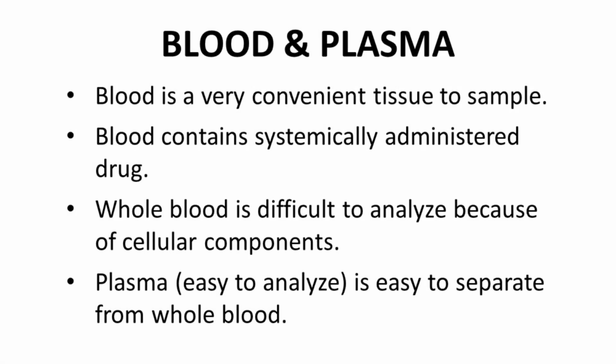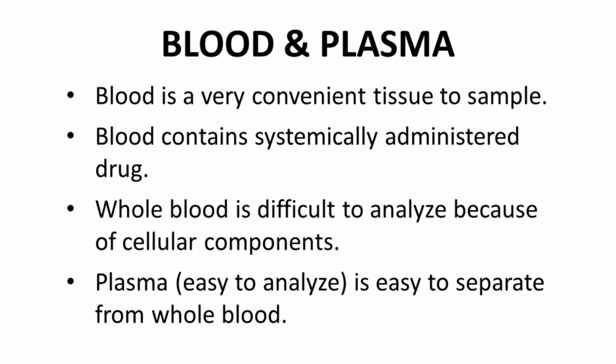When we talk about plasma, we really need to start with blood. Blood, which is to say whole blood, is an extremely convenient tissue to sample. Sampling blood is not painless for the patient, but the level of discomfort is manageable for almost all patients. Any drug that is systemically administered, which includes all oral and injected drugs, circulates in the blood. So sampling blood is easy and allows collection of drug.